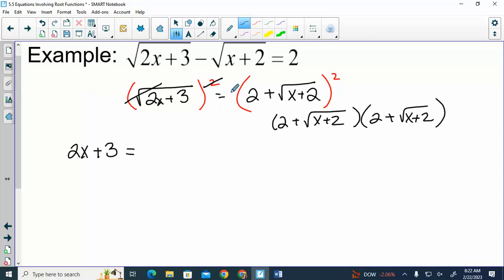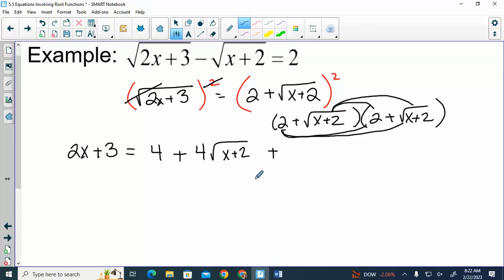So let's look at what happens when you FOIL. 2 times 2 is 4. When you multiply this 2 with the radical, the 2 just goes on the outside. So it's 2 radical x plus 2 plus 2 radical x plus 2. So that gives us 4 radical x plus 2. When you take the square root of x plus 2 times the square root of x plus 2, what happens to the square root?